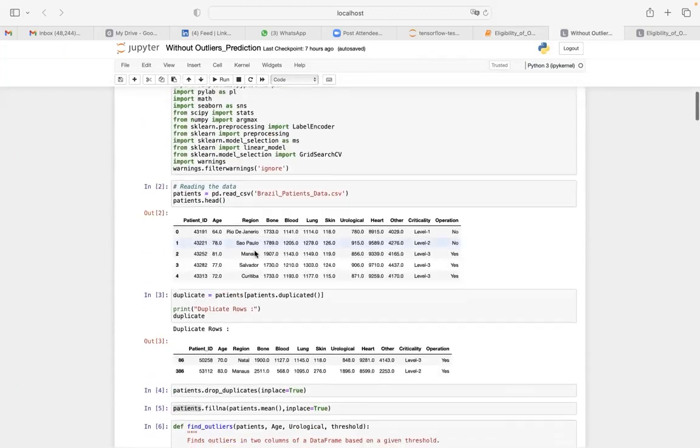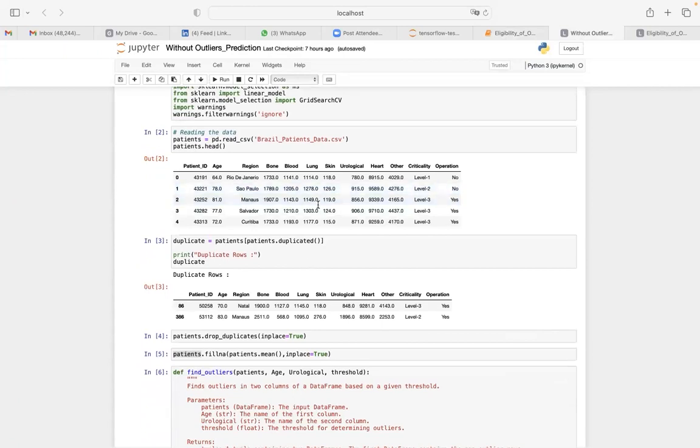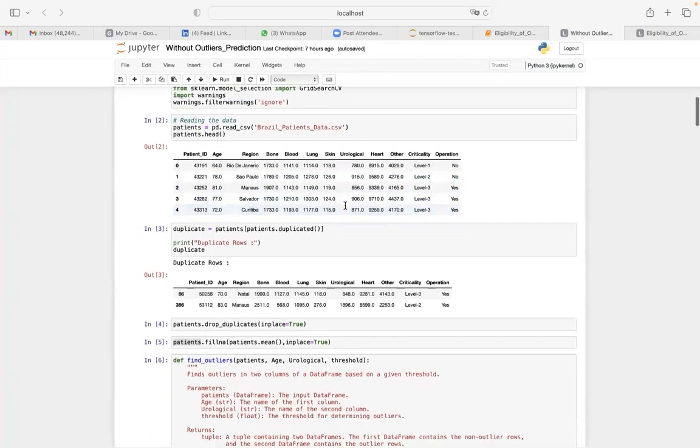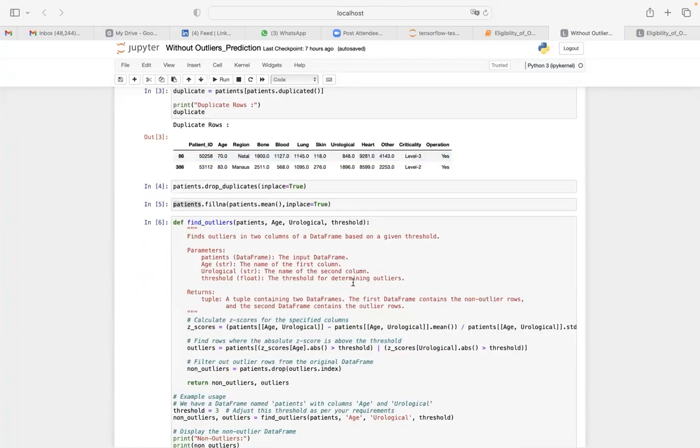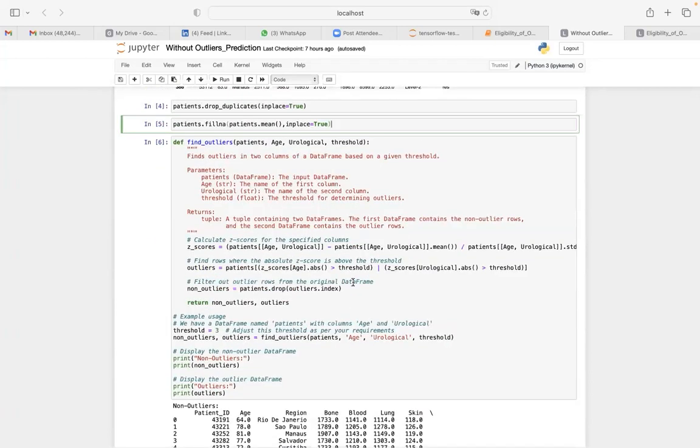We remove the duplicate rows, we remove the null values as well. Same thing. And then we didn't go to analyze the data altogether. We're just focusing on data which is not having outliers.